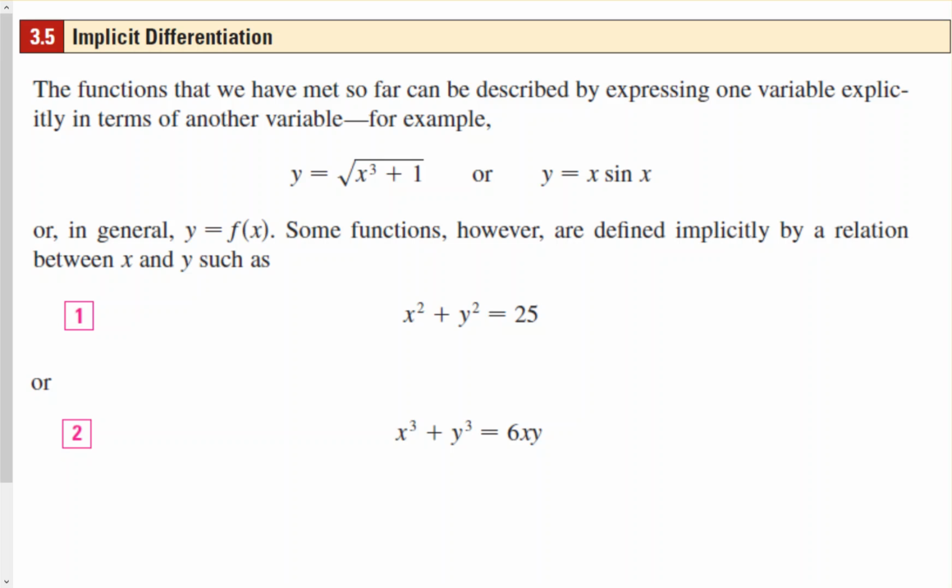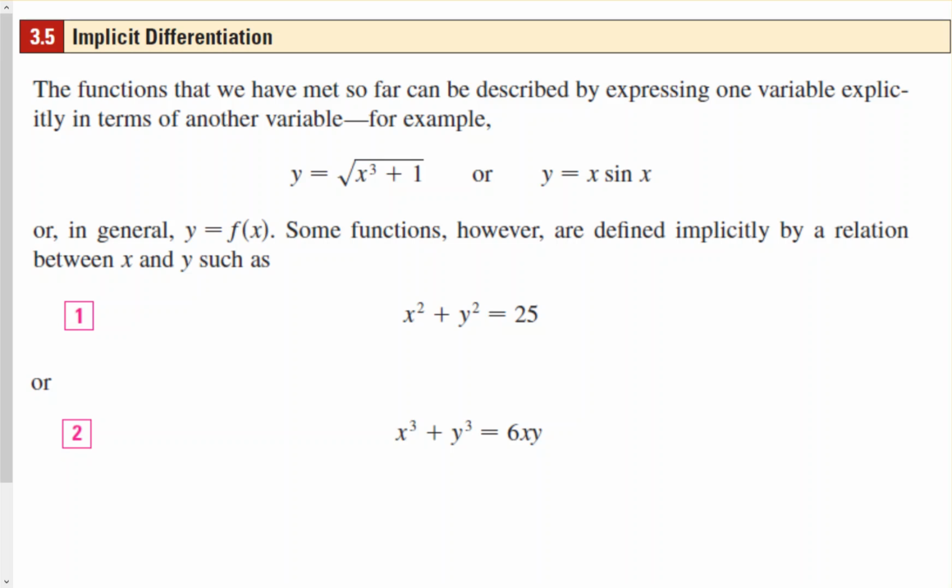So far the functions that we've been working with are written explicitly as y equals in terms of one variable, right? Y equals some function in terms of x. We've had functions in terms of t. Now with this section we're going to try to find the derivative when we have functions that we cannot write explicitly as y equals, or functions that would be really difficult to write as y equals.